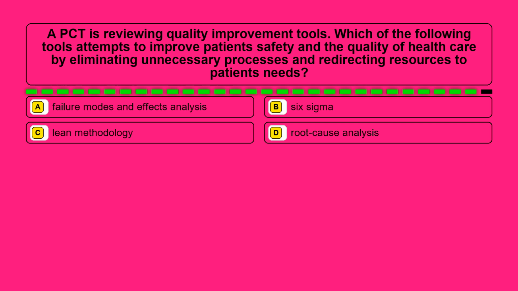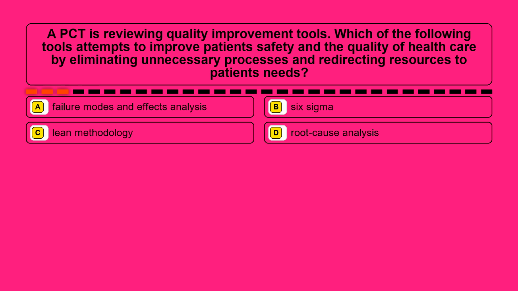Question 12. A PCT is reviewing quality improvement tools. Which of the following tools attempts to improve patient safety and the quality of health care by eliminating unnecessary processes and redirecting resources to patients' needs? Option A. Failure modes and effects analysis. Option B. Six Sigma. Option C. Lean methodology. Option D. Root cause analysis.